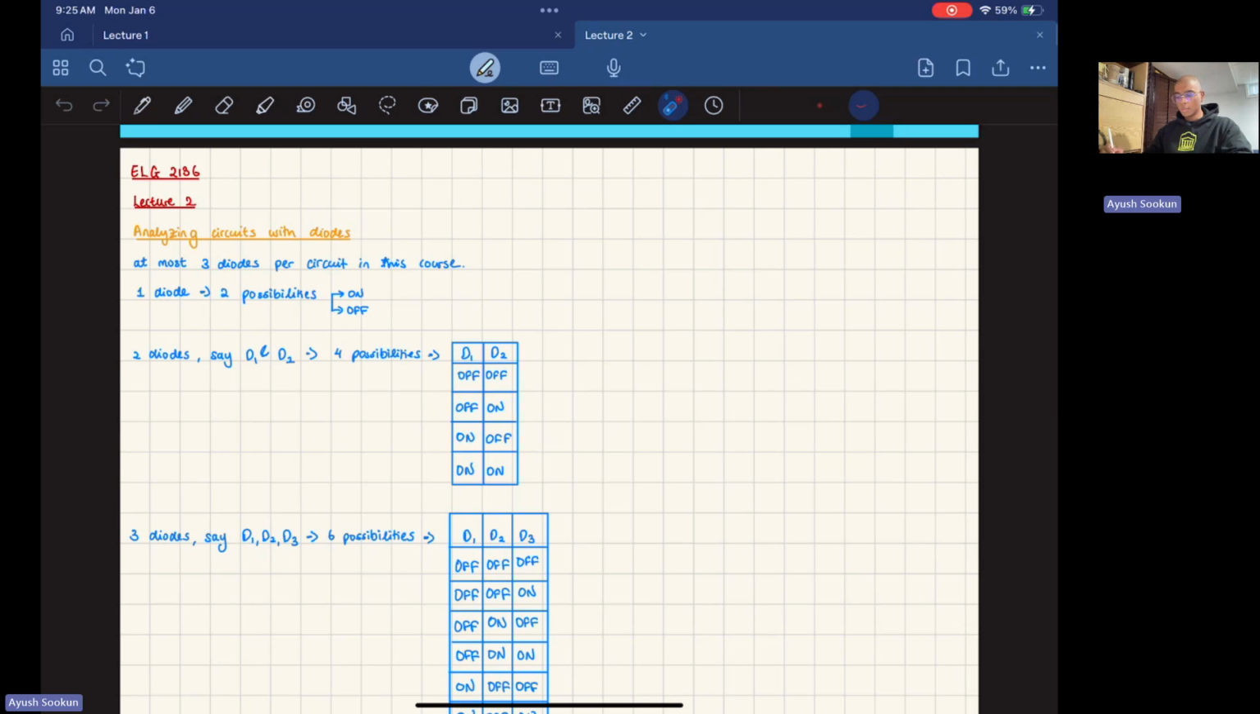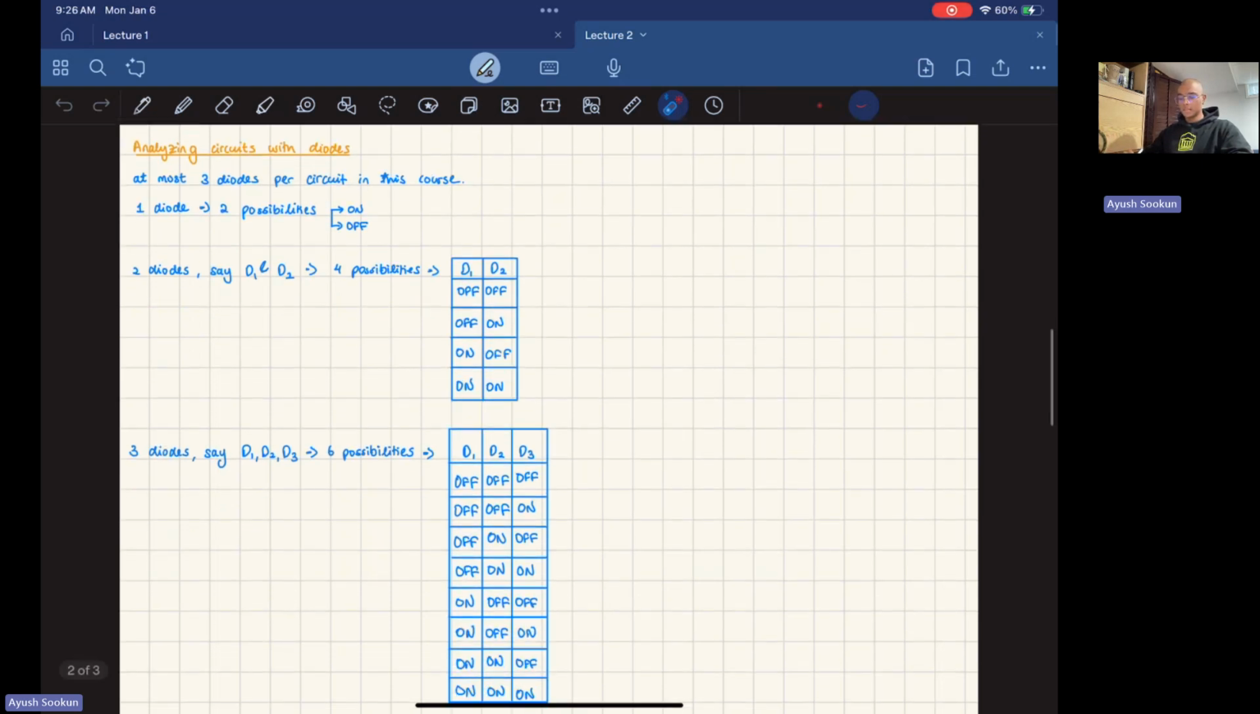So this lecture, we're going to be analyzing circuits with diodes. That's what we're going to be doing. So in this course, Electronics 1, the most amount of diodes you can have in a circuit is going to be 3, okay? You're not going to have more than 3, and I doubt you'll even touch that number 3, maybe on an assignment, but not on a midterm or a final exam. You're never going to have 3 diodes in a circuit for you to analyze.